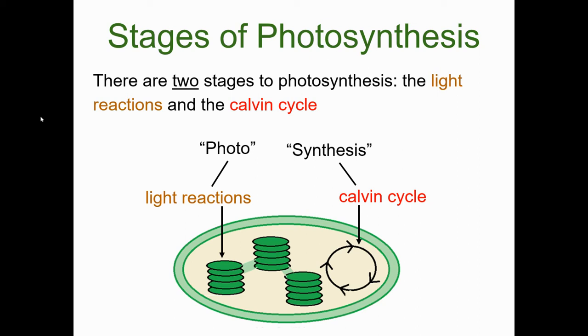All right, so now in terms of photosynthesis, we have two stages. The two stages are the light reactions and the Calvin cycle, or the light independent reactions. In terms of the light reactions, they're going to happen here in the thylakoids. And then the Calvin cycle is going to happen in the stroma, and photosynthesis can be broken down into photo and synthesis, photo referring to the light reactions and synthesis referring to the Calvin cycle. So again, light reactions happen in our thylakoids, and then the Calvin cycle happens in the stroma.